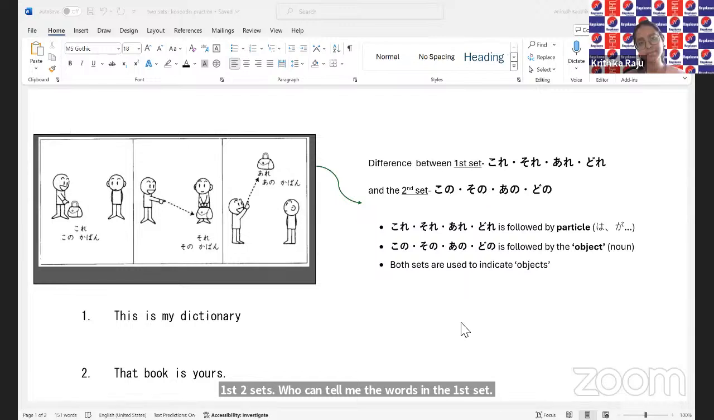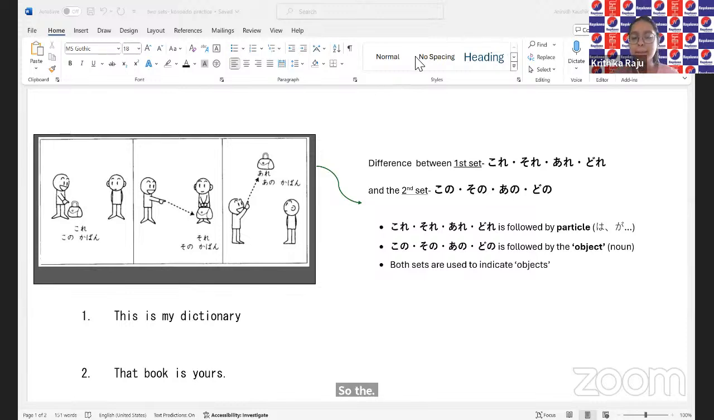I can say. Onegaishimasu, please go ahead. Dozo. So the first set is kore, sore, are, and dore. Dore is the last word, which is the question word. Correct. Anybody else would like to give me the second set?